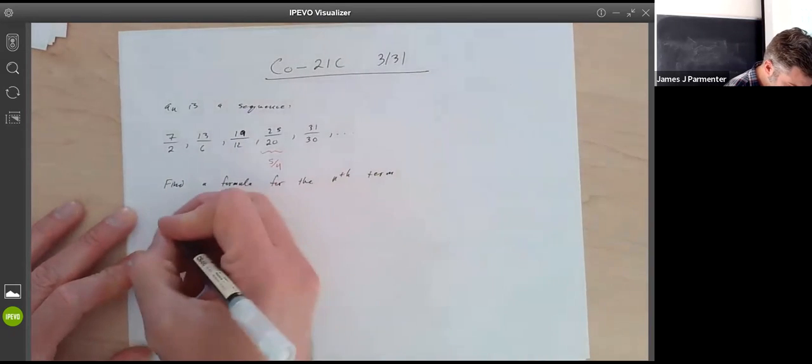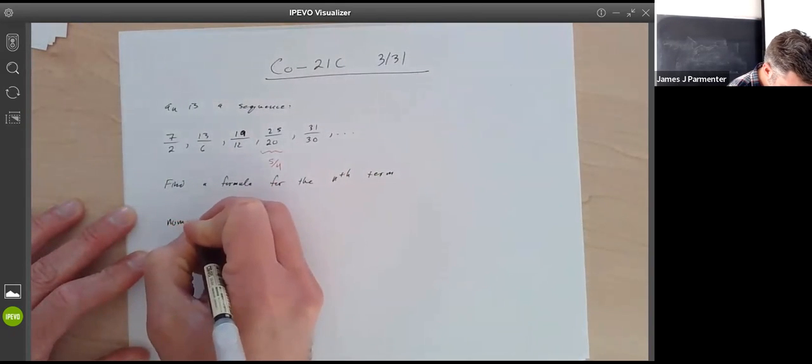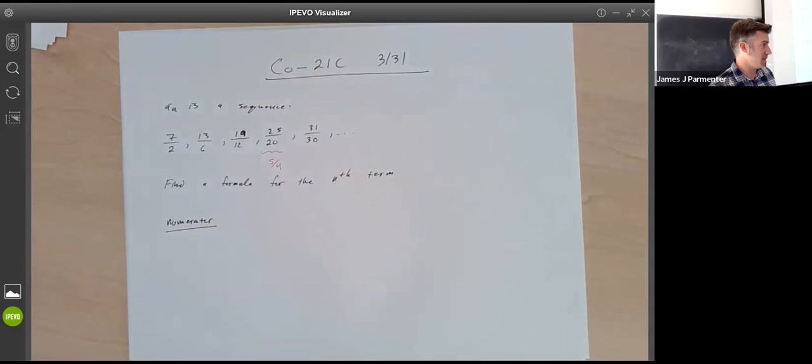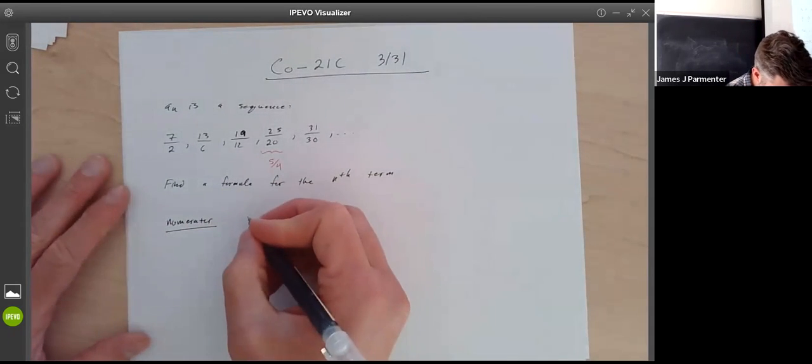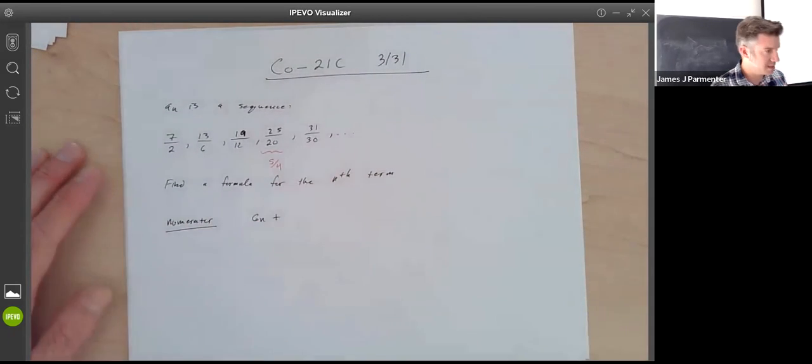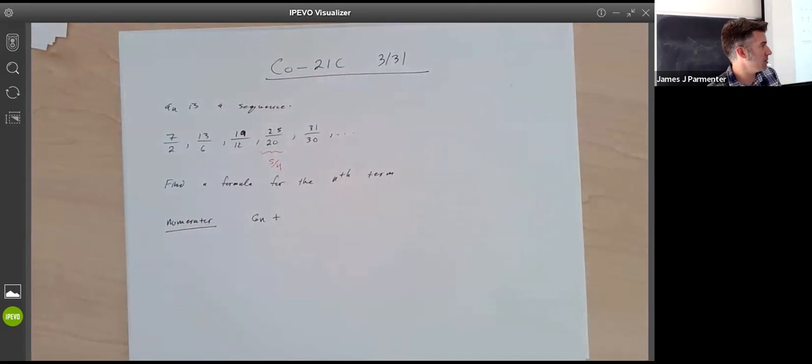So looking at the numerator, we definitely see we're increasing by 6 each time. So we're going to need a 6n plus something, or maybe minus something, but probably plus something.